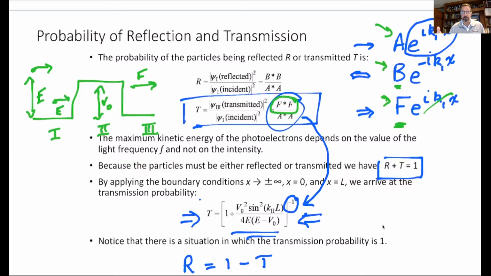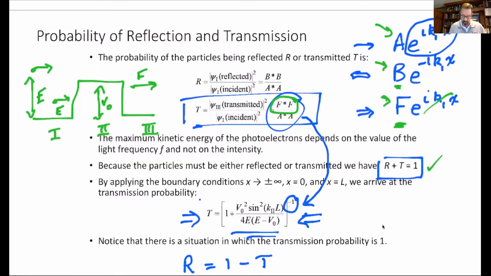We favor finding the transmission coefficient. Then if we need the reflection coefficient, we just subtract the transmission coefficient from 1, and that must be the reflection coefficient. And that's why we said this here. Okay, so here's our equation, right?